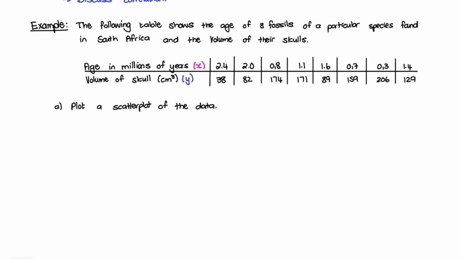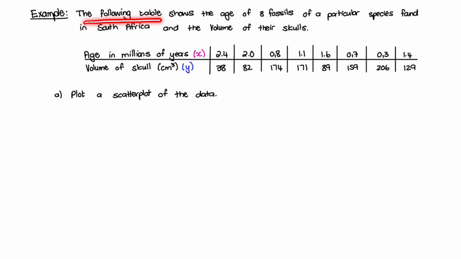So let us jump into our example. The following table shows the age of 8 fossils of a particular species found in South Africa and the volume of their skulls. So in our table, the first line, we have age in millions of years, and that's indicated with an X, and the volumes of their skulls.